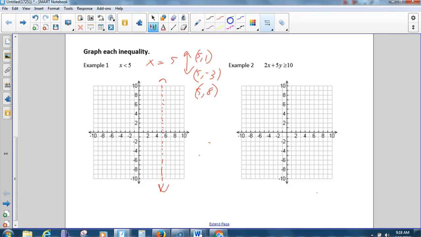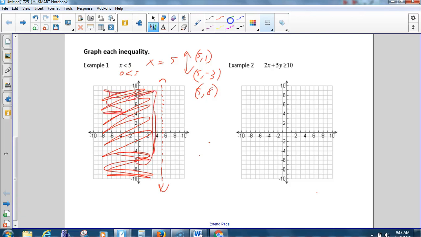Now, common sense will tell you that less than is to the left side. But still, let's test a point. 0, 0. We're going to test right there. Well, there's only one letter to put in. 0 less than 5. Is that a true statement? Well, sure it is. So what that means is you're going to shade everything left of that dotted line.